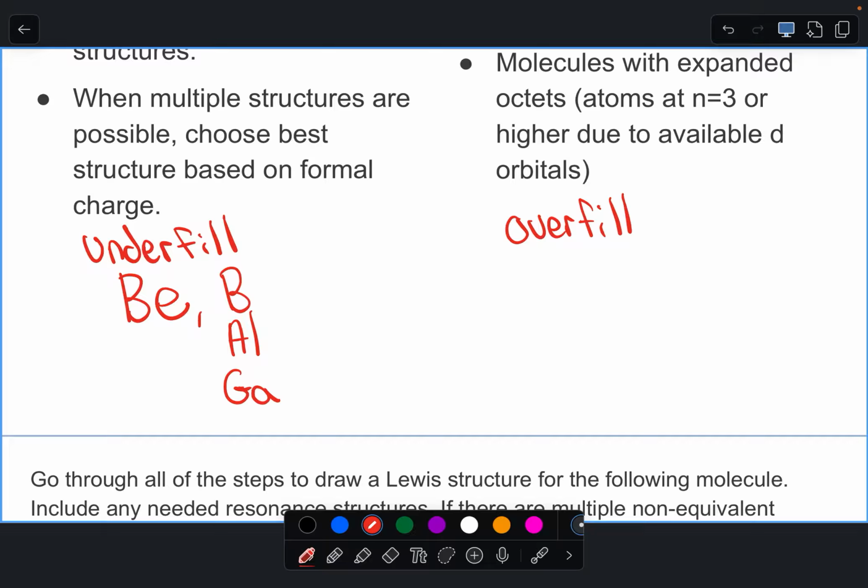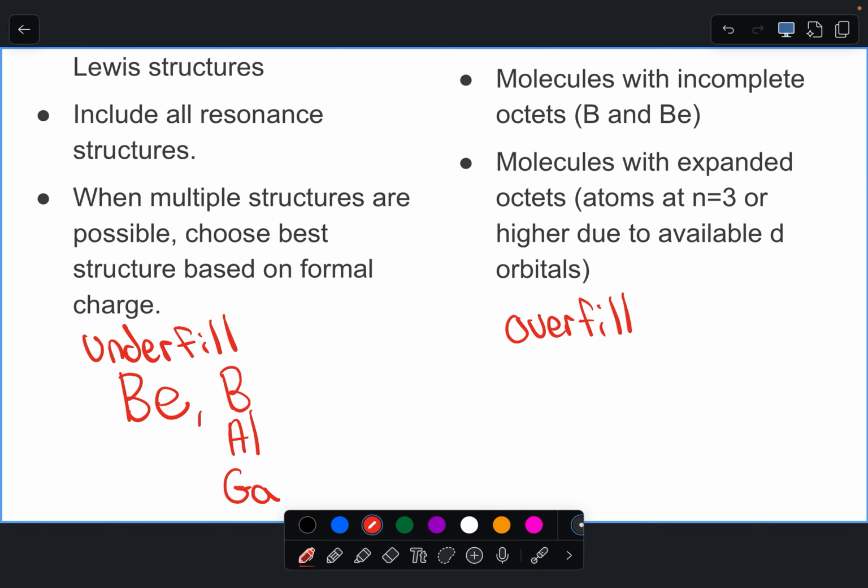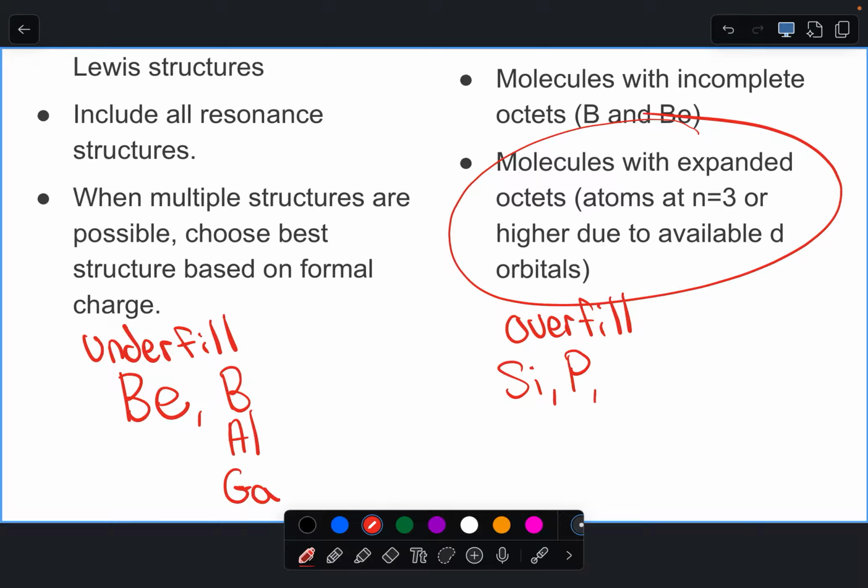And then we're going to have ones that overfill, meaning they have more than 8 valence electrons surrounding them. And this is written right up here: atoms at n equals 3 or higher. By n equals 3, we mean the third row, which would start not with these guys over here, but with silicon, phosphorus, sulfur, chlorine, etc.